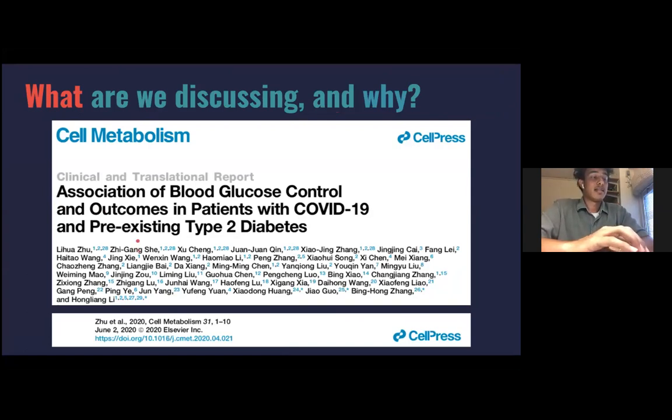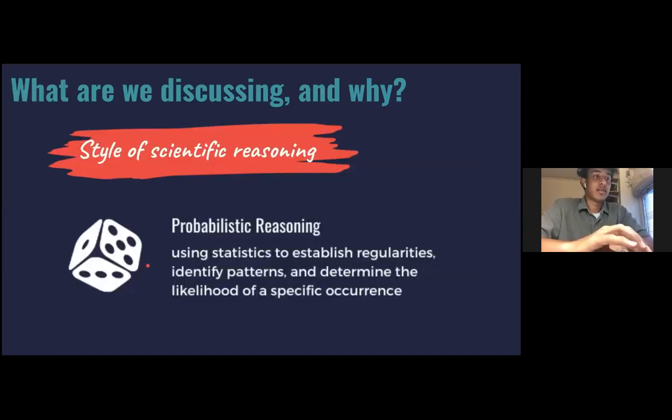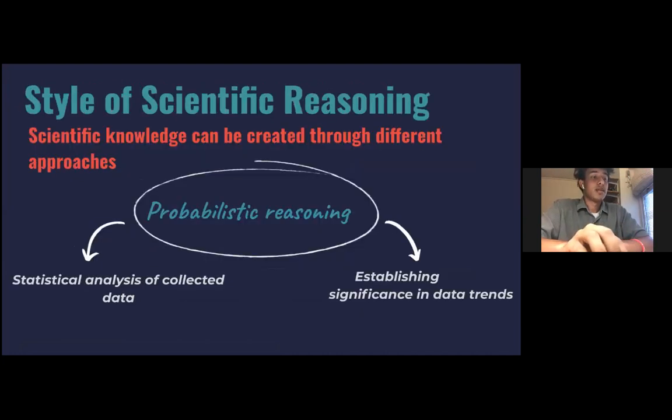But when scientists want to establish correlations, the style of scientific reasoning that they're typically using is called probabilistic reasoning. And this is just the use of statistical methods in order to establish regularities, as well as identify patterns within data trends, and then establish significance in those trends. So when scientists use probabilistic reasoning, again, they're using statistical analyses for particular data sets that they have in order to establish significance in those data trends in a rigorous way.